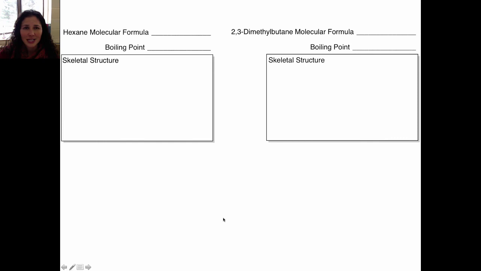Let's look at two examples. On the first page of your activity, the condensed structural formula, the skeletal structures, and the boiling points are listed for hexane and 2,3-dimethylbutane. I'll put the information here. The molecular formula for hexane is C6H14, and dimethylbutane has the same formula.